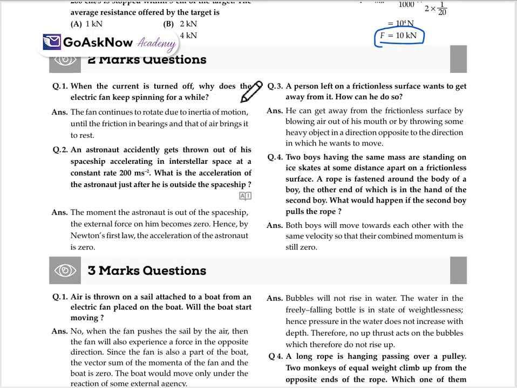Okay. Now moving to another 2 marks question. When the current is turned off, why does an electric fan keep spinning for a while? We know that when we switch off the fan, it keeps on moving for a while. Why so?